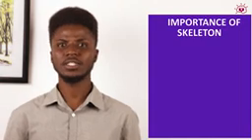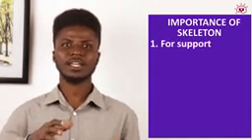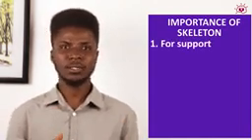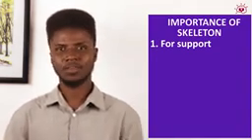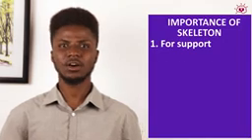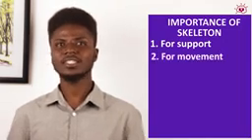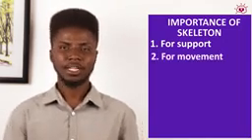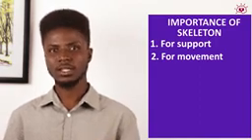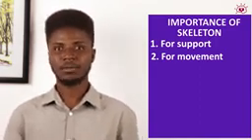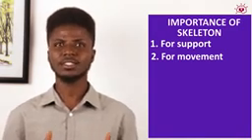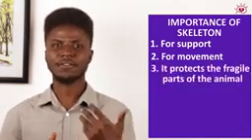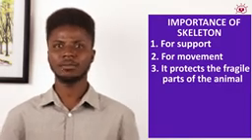The first one is for support. Without a skeleton, a human being or any animal will collapse and die. Another reason is for movement. The skeleton enables animals to move from place to place, because as we said, animals move from place to place. Another thing the skeleton does is that it protects the fragile parts of the animal.